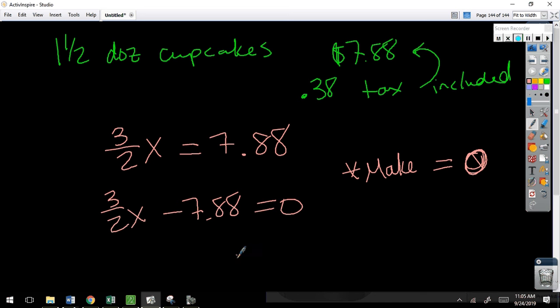Is it 5 even? You don't do anything with the 38 cents. It says she was charged $7.88, which included 38 cents for tax. So to me, that's already in there. That's some extra information. Now, if you want to know the price before tax, they didn't say that. You see what I'm saying? They asked me, what's the price per dozen? If they said, what's the price per dozen before tax, it's a whole different problem.